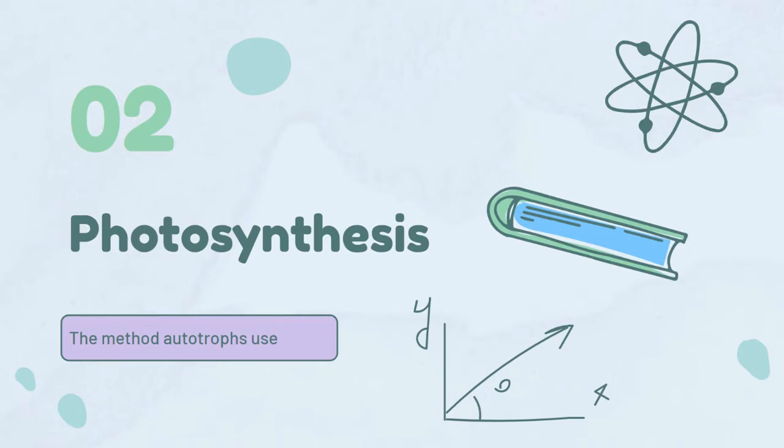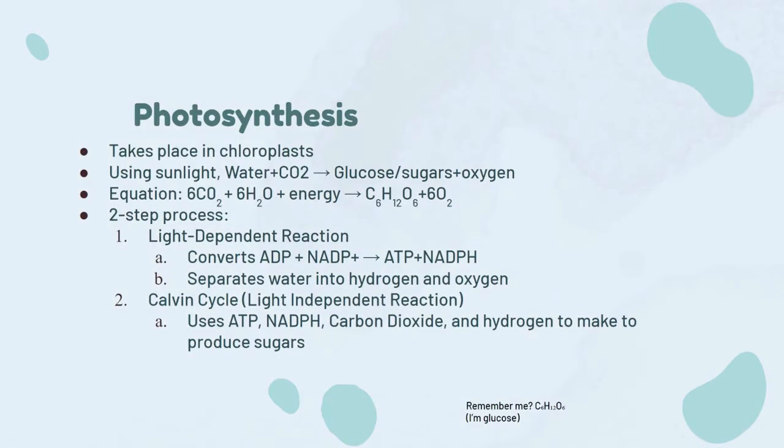Photosynthesis, the method autotrophs use. And remember, autotrophs are the ones that can make their own food. Photosynthesis takes place in chloroplasts, and it uses sunlight, water, and CO2 to produce sugars and oxygen. It's a two-step process involving a light-dependent reaction first, and then a light-independent reaction, also known as the Calvin cycle.